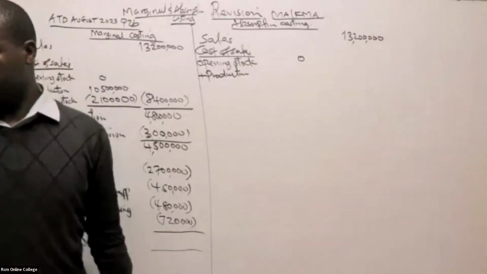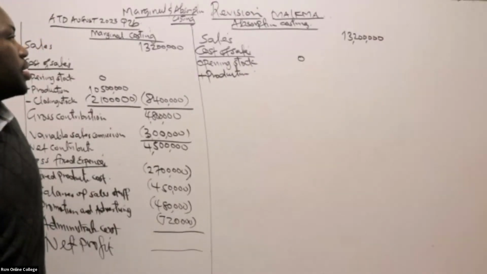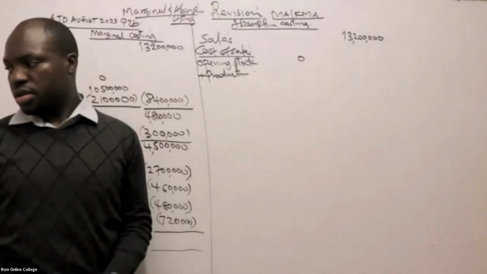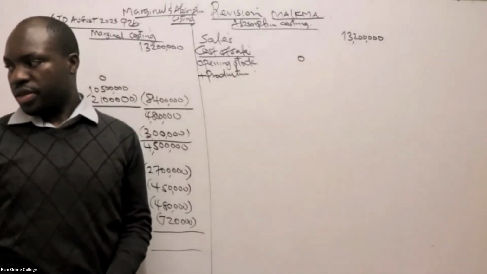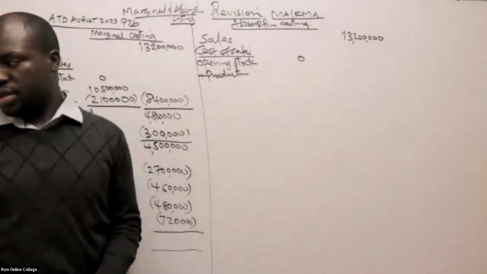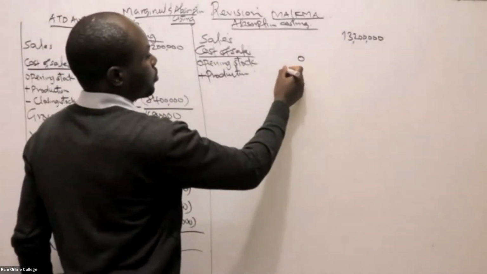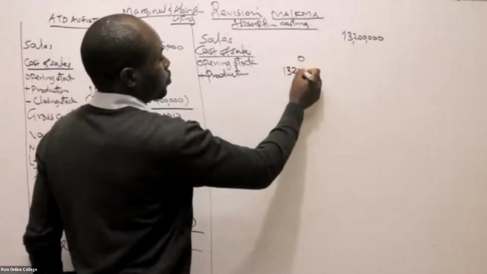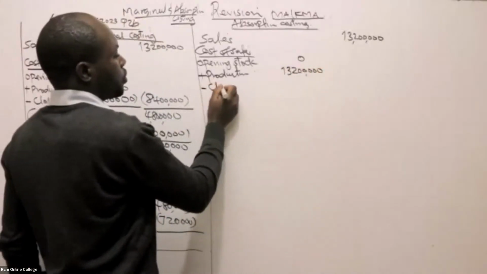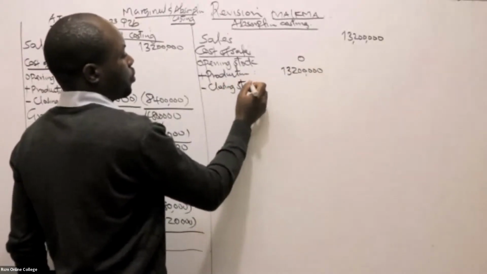$30,000 by 440 is $13,200,000. Then we need to less closing stock.